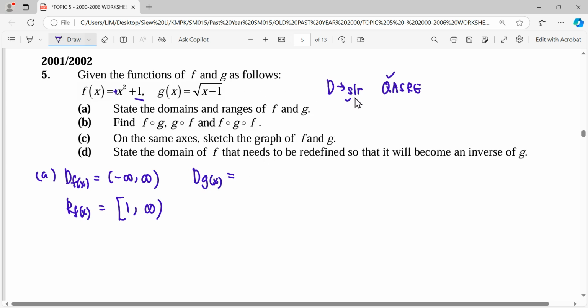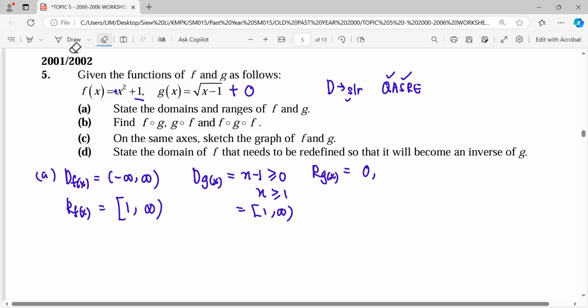Then when we move on to the domain of the function g(x), surd is a special case. We need to calculate that under the surd will be more than or equal to 0 to be defined. So x will be more than or equal to 1. Therefore, it will be 1 to infinity. Meanwhile, the range of the surd function is also a special case. So for range, we just look at the outside value. The outside value here is 0. And the surd function that I have here has a positive coefficient, so it will be 0 up to positive infinity. And this 0 indicates the minimum value of this function.